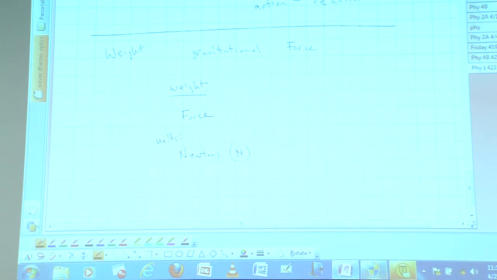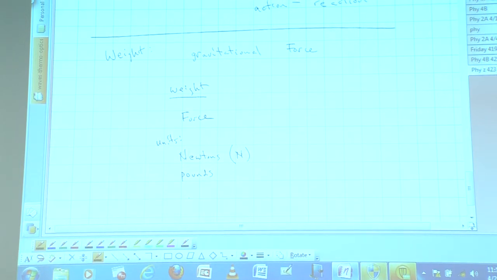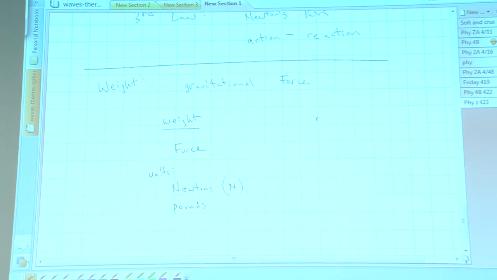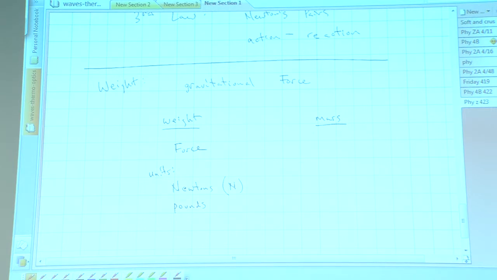But another unit you might be familiar with are pounds. Right, that's a unit of force. Maybe your bathroom scale is labeled in pounds. And mass, mass is not a force, right? Mass, it's inertia. And the units that we use all the time are kilograms. And in non-SI units, it's the slug.